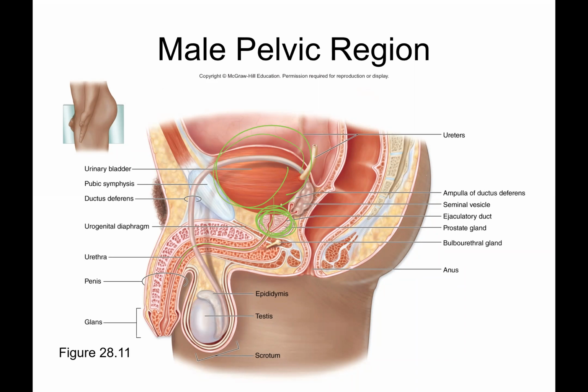Also, the seminal vesicle is located above the prostate, and it also has some tubes that have to travel through it as well. So prostate issues can lead to erectile problems or seminal problems because of that.